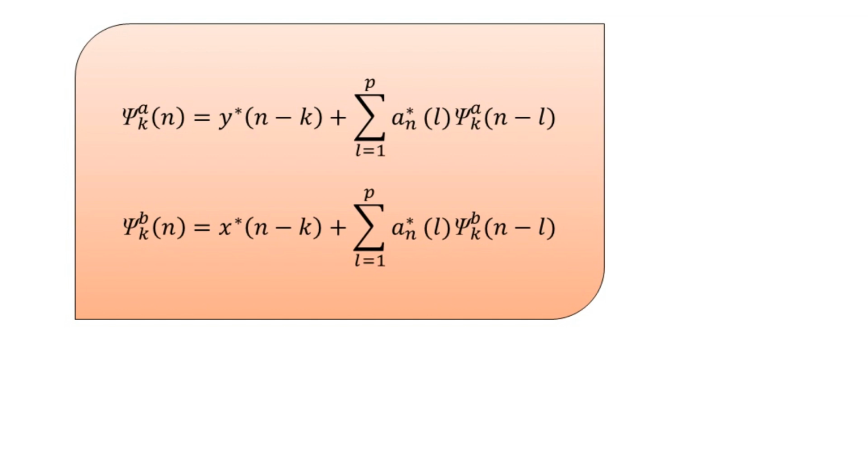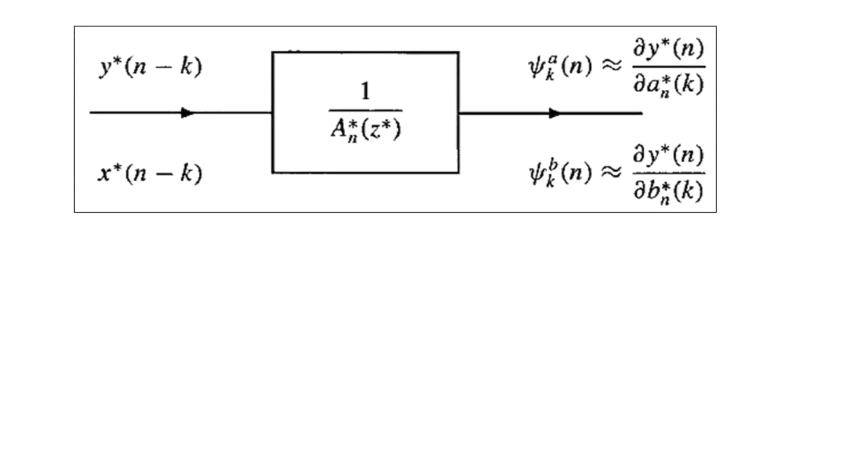Now let us discuss the illustration for the approximations generated by filtering the complex conjugate of x of n minus k and the complex conjugate of y of n minus k with the shift-varying recursive filter having the function 1 upon capital A suffix n complex conjugate as a function of z asterisk, where the asterisk denotes the complex conjugate. So this illustration simplifies the understanding of what this particular filter function is going to do here.